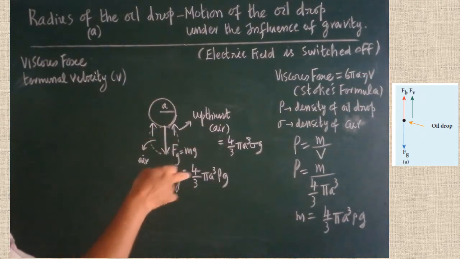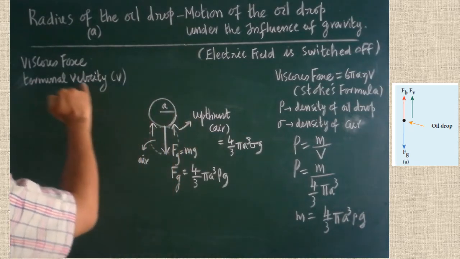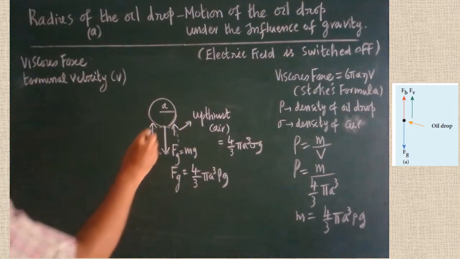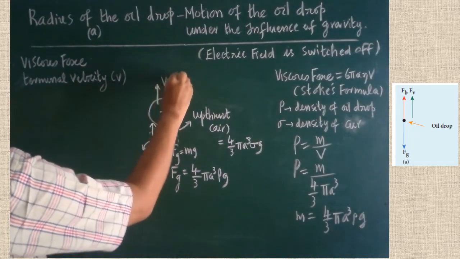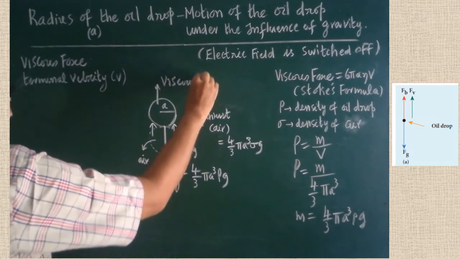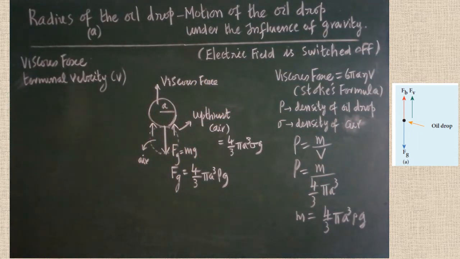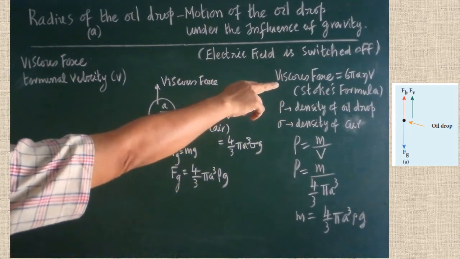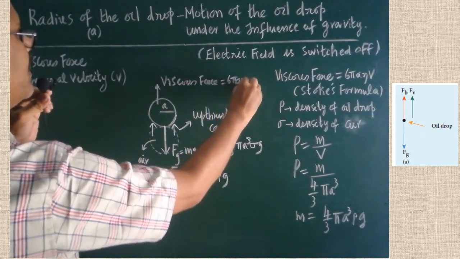So how many forces are there totally? One is gravitational force, the next one is upthrust, the third force is viscous force. That viscous force is acting on the oil drop in the upward direction. That viscous force expression was given by Stokes. The viscous force expression is 6 pi a eta v.